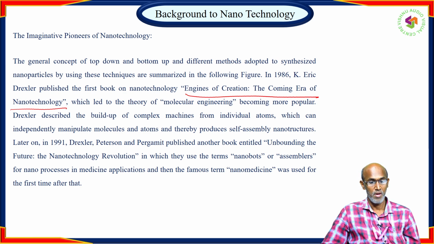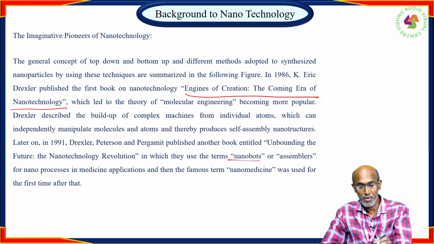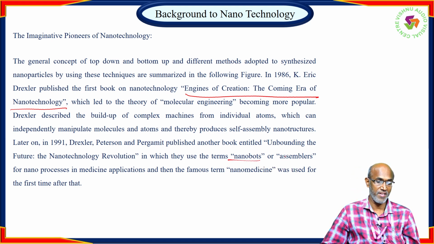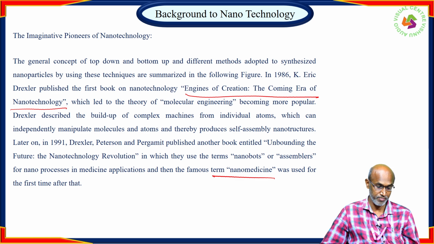Later on, in 1991, Drexler, Peterson, and Pergamit published another book entitled Unbounding the Future: The Nanotechnology Revolution, in which they use the terms nanobots or assemblers for nanoprocessors and in medicine applications, and then the famous term nanomedicine was used for the first time after that.